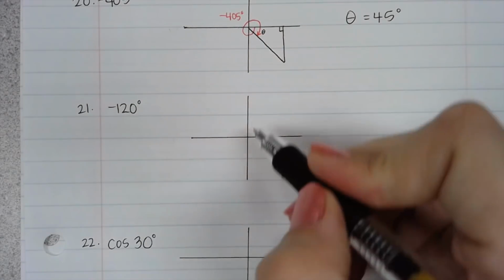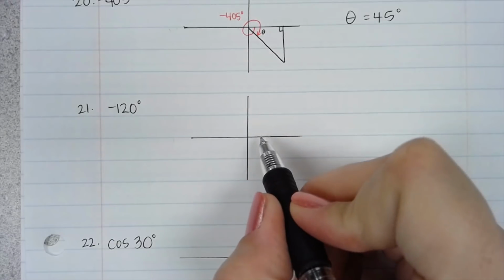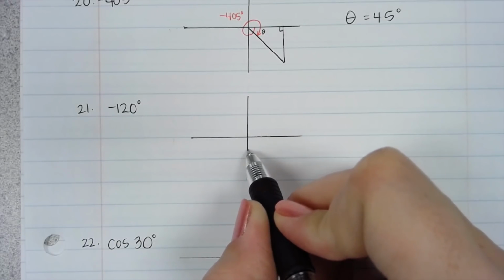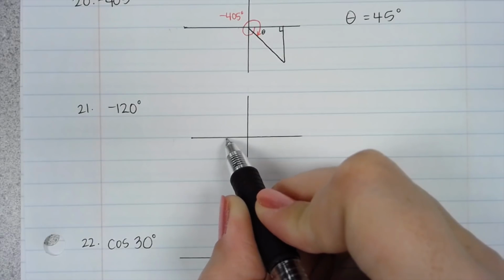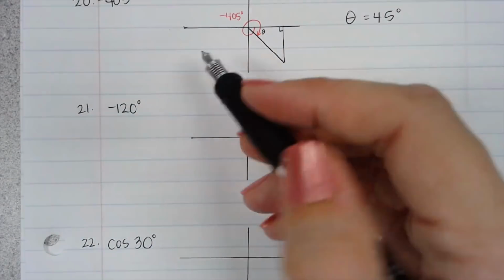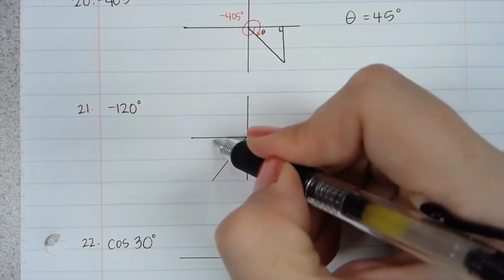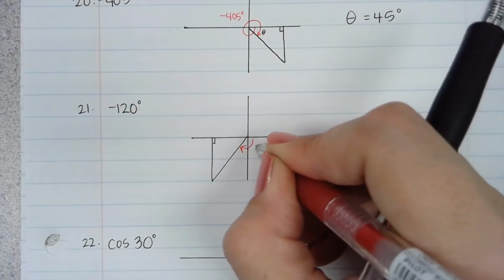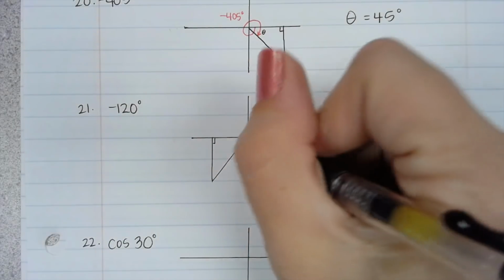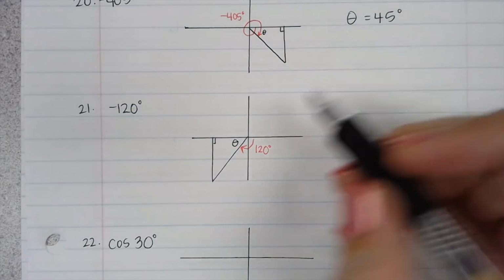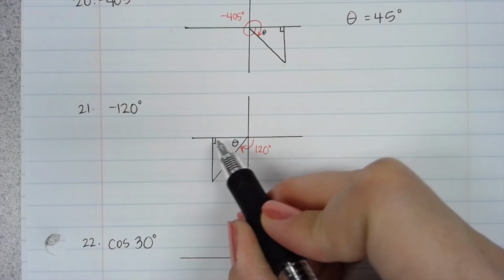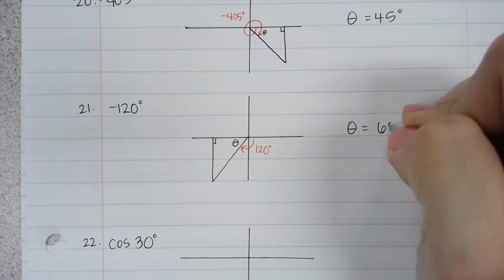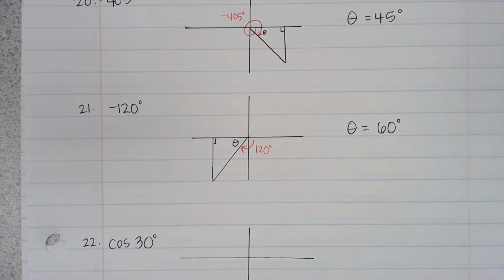For question 21, it's negative 120 degrees. So going negative means coming down this way. Remember, a quarter turn is 90, and then a half turn is 180. So 120 degrees is going to be sitting over here. This over here, that's my 120 degree angle. And so when I'm finding my reference angle for this one, it would have to go 60 more to get back to the x-axis. So for this one, theta, my reference angle, is going to be 60 degrees.